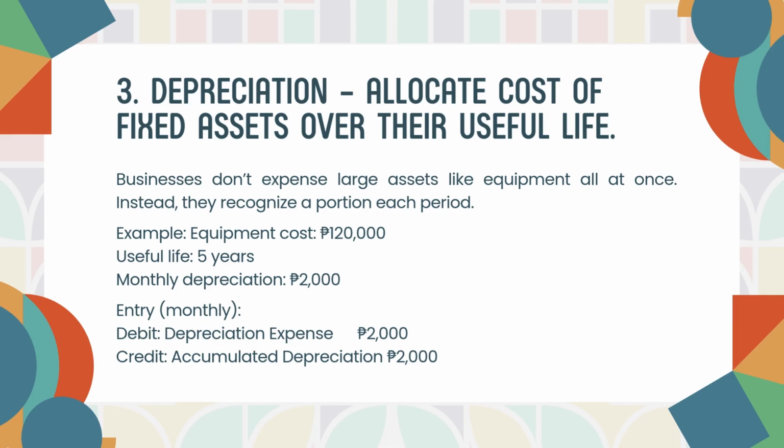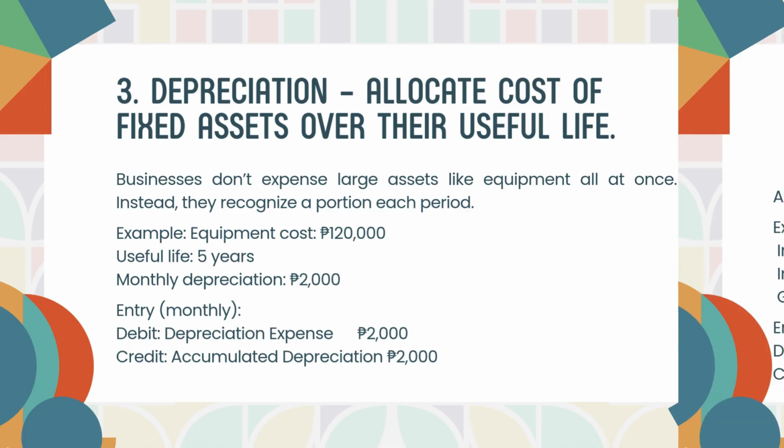3. Depreciation. Allocate cost of fixed assets over their useful life. Businesses don't expense large assets like equipment all at once. Instead, they recognize a portion each period. Example, equipment cost $120,000. Useful life 5 years. Monthly depreciation $2,000. Entry, debit, depreciation expense $2,000. Credit, accumulated depreciation $2,000.